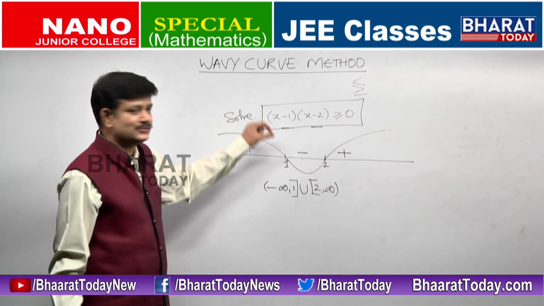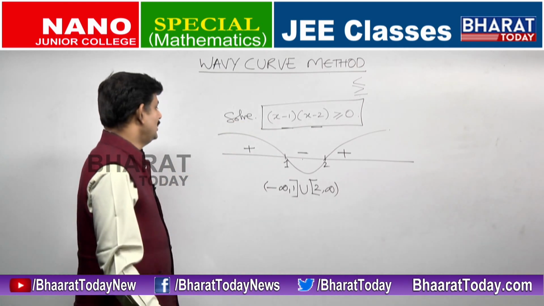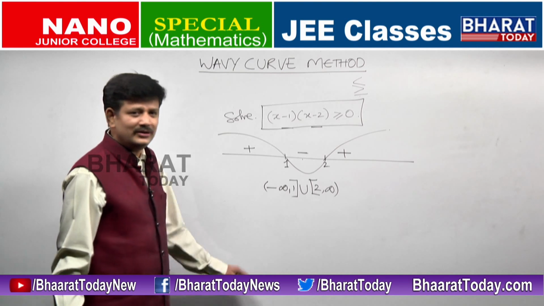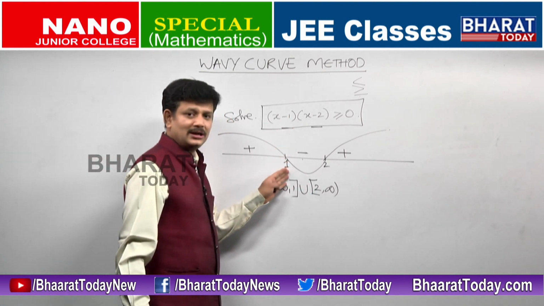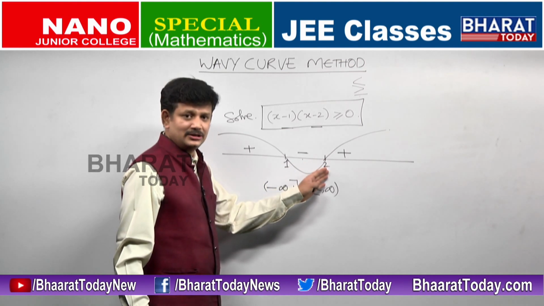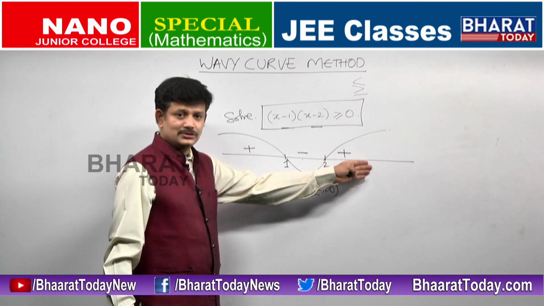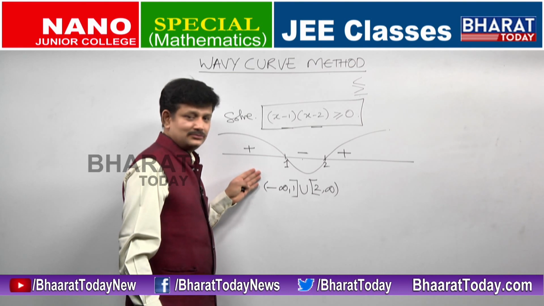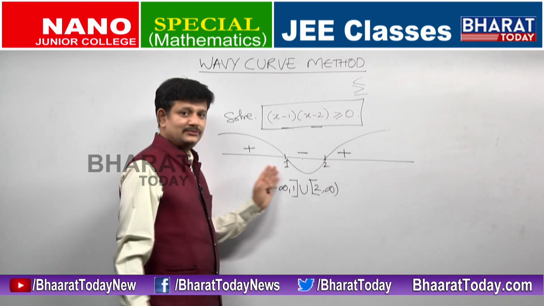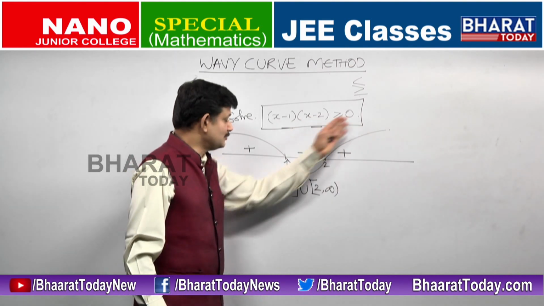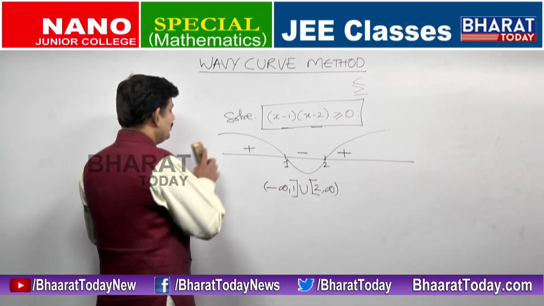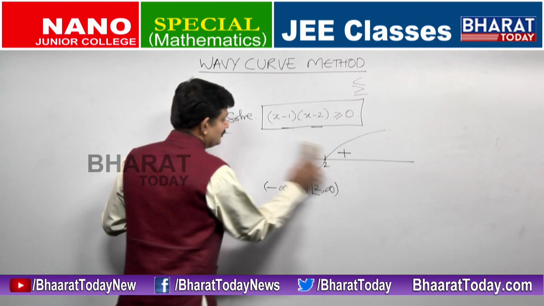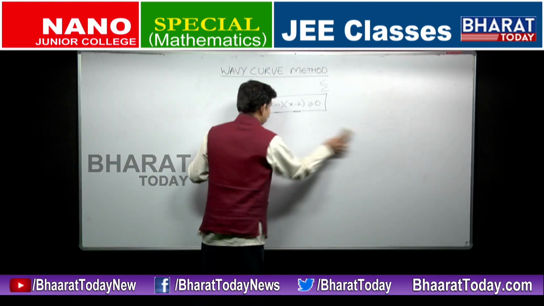So some textbooks will directly give this result. It is not very advisable to remember the result. It is nothing, very simple. On the number line, cut the number line at 1, cut the number line at 2: positive, negative, positive. If you want it to be positive, minus infinity to 1, 2 to infinity. If you want the expression to be negative, 1 to 2. As simple as that. So you need not remember and waste your memory for something as simple as this.